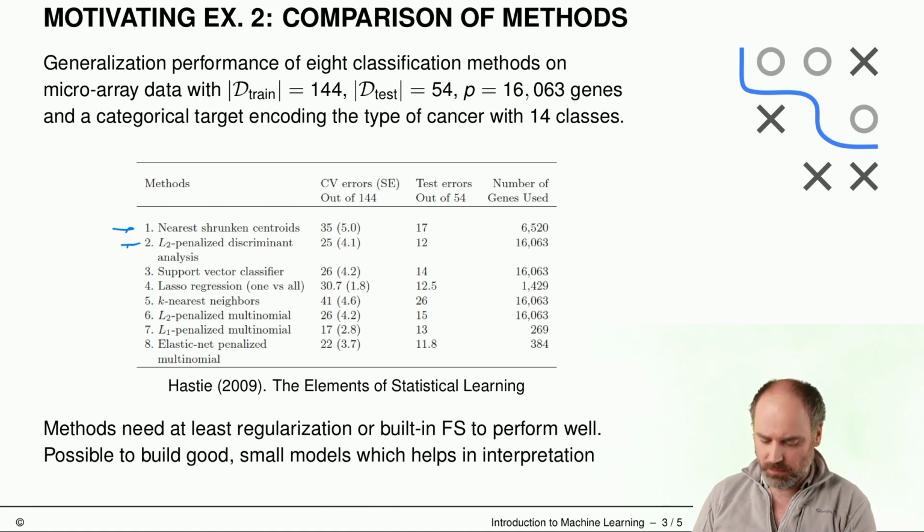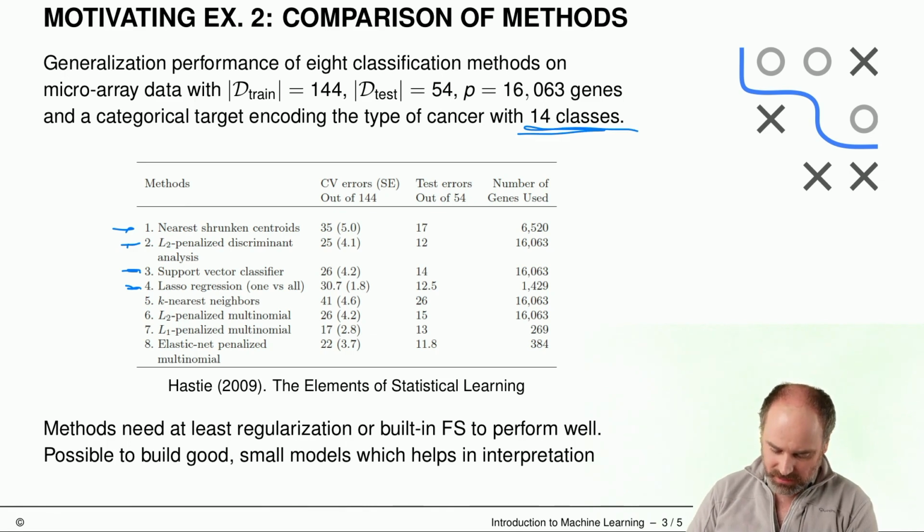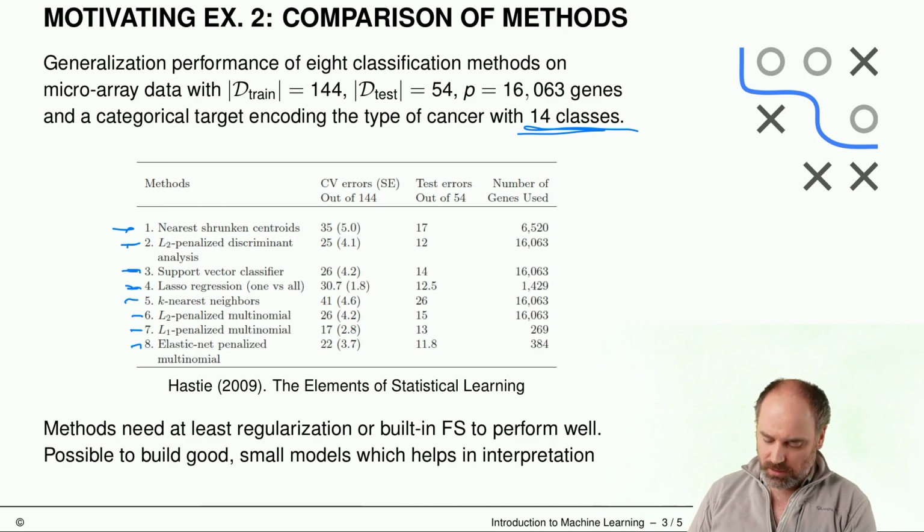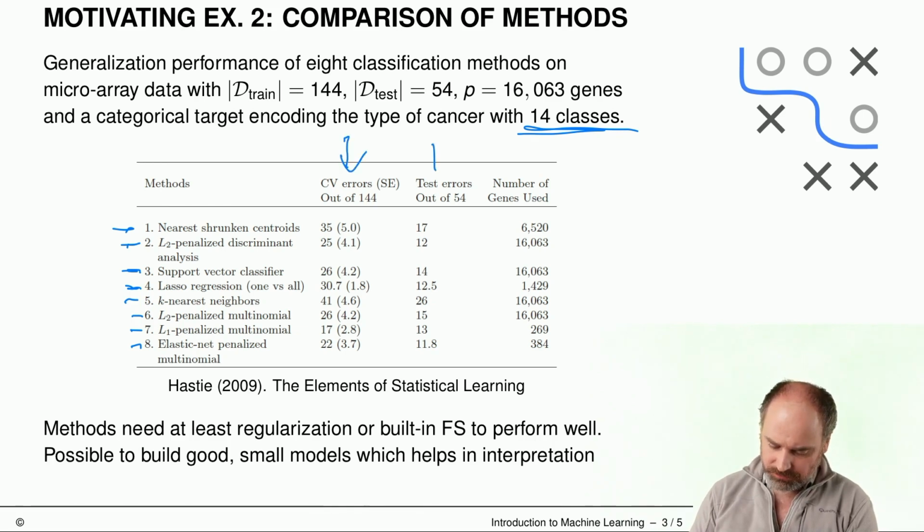So LDA with an L2 penalty, a ridge penalty, a support vector classifier that I hopefully you already know uses also an L2 penalty. We have a linear model with lasso and then some one versus all on top of that apparently to handle the 14 classes. K nearest neighbors, apparently also without regularization or feature selection. L2 penalized multinomial regression, L1 penalized multinomial regression, so that really does feature selection, and the elastic net for the multinomial model. And in terms of columns here, we have the cross-validated error and we have the test error.